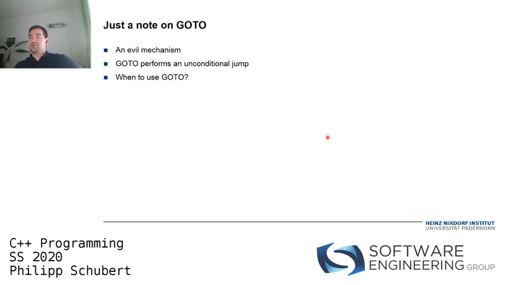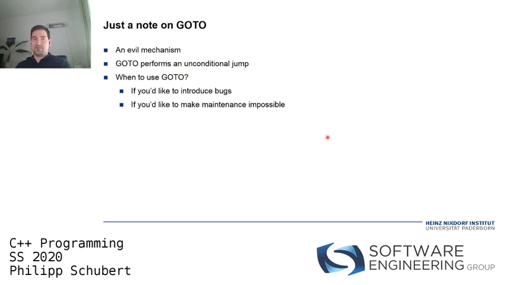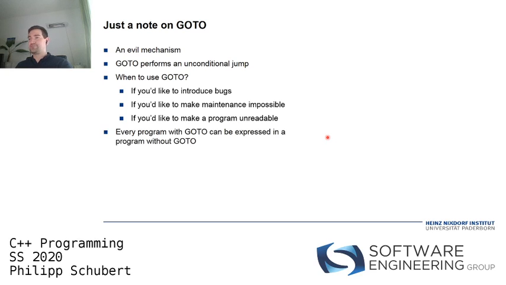So when should you use goto? You should use goto if you would like to introduce bugs to your program, because it makes your program very hard to read and to reason about. So maintenance becomes pretty much impossible if you use it extensively. And you make your program unreadable. So those are the main reasons why to use goto. Also, what's important here is that every program with a goto can also be expressed in a program without a goto, and you should probably prefer the latter one. So do prefer programs without goto.